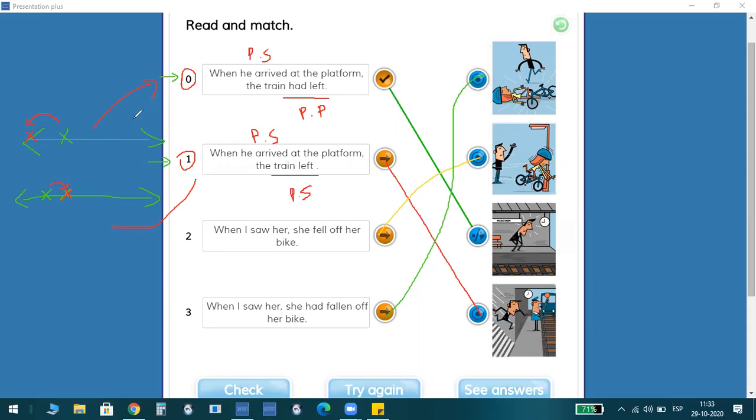In the first one, we have an event that happened before he arrived. He arrived, no train. But on the second one, number 1, he arrived, and the next event is that the train left. So he didn't miss the train. He arrived at the station, and then the train left. Did you get the idea?